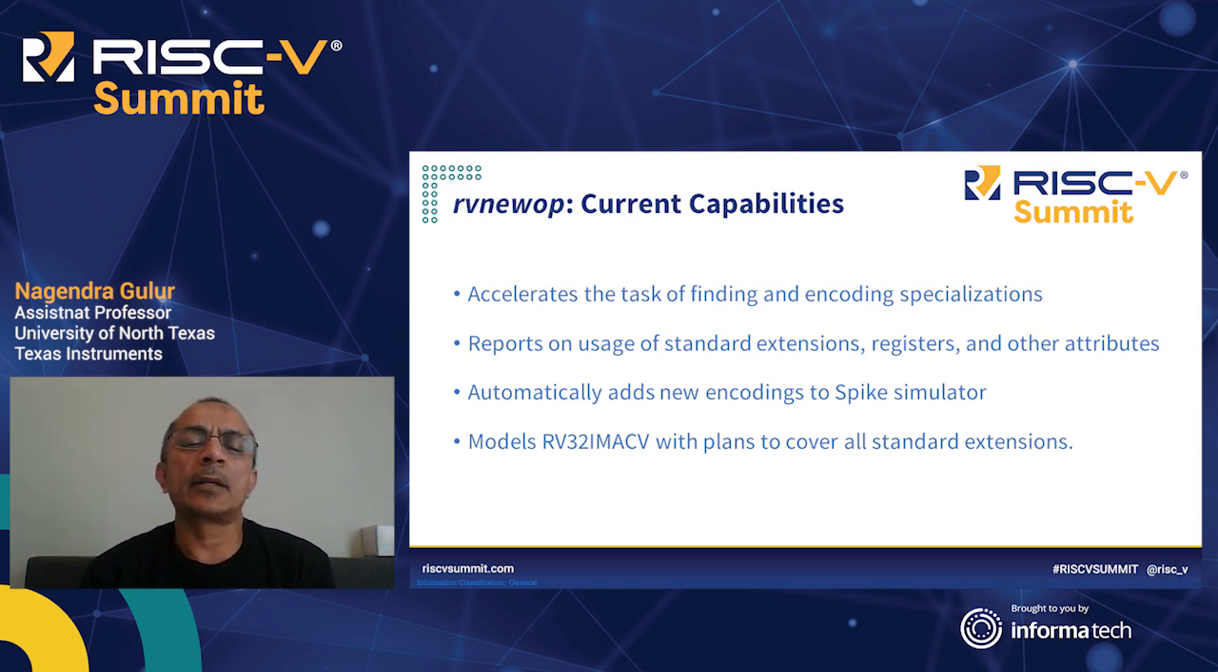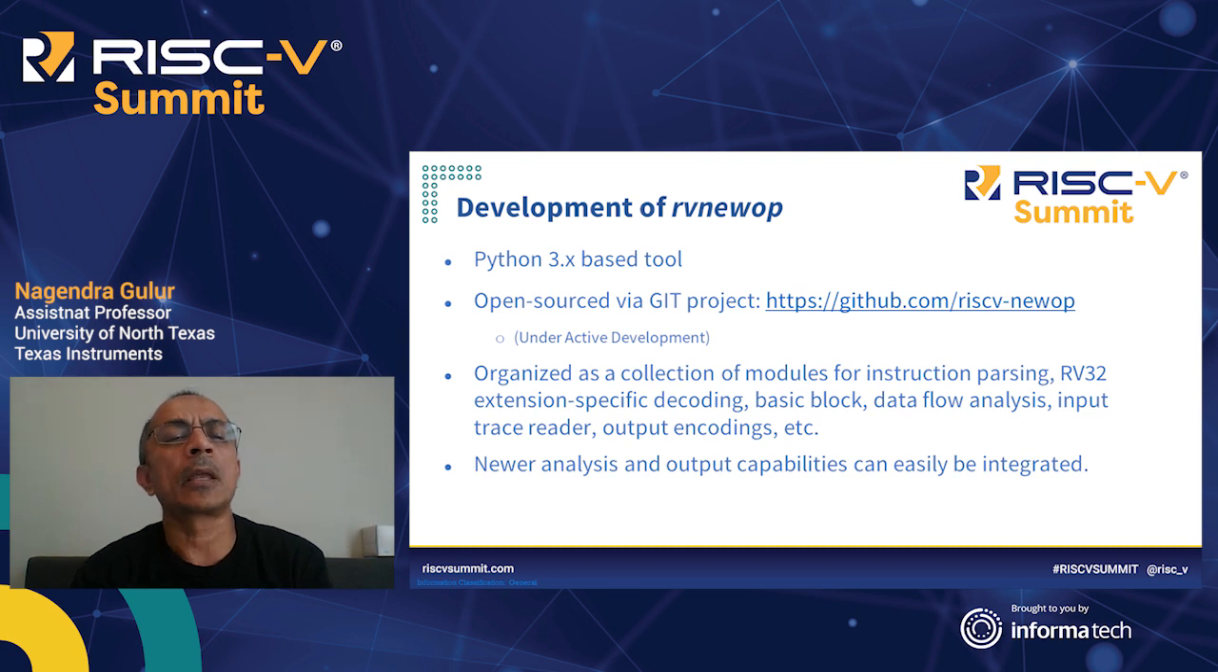The tool also automatically adds new encodings to the golden reference Spike simulator. This is just to enable implementing the newly found instructions back into a simulator so that you can take advantage of it and iterate through the process of exploring additional things. And at present, the tool models the IMACV standards over the RV32 baseline. And we plan to cover all the other standard extensions as well as extend the support to RV64 shortly. That's where the tool is currently at.